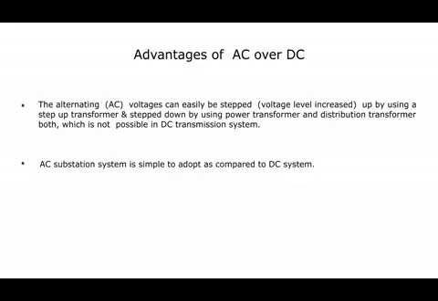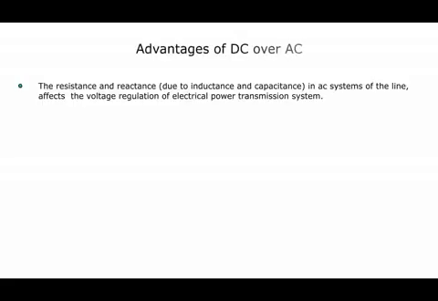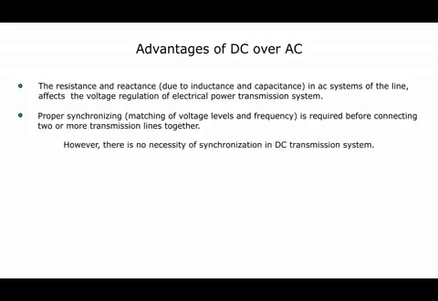AC system is easy to adopt and its maintenance is also easy. That's why it is economical. There are factors like resistance and reactance in AC system that need to be taken care of, and synchronization is to be done, but DC systems do not require synchronization. We hope you are aware about synchronization. It means matching of voltage levels and frequency.